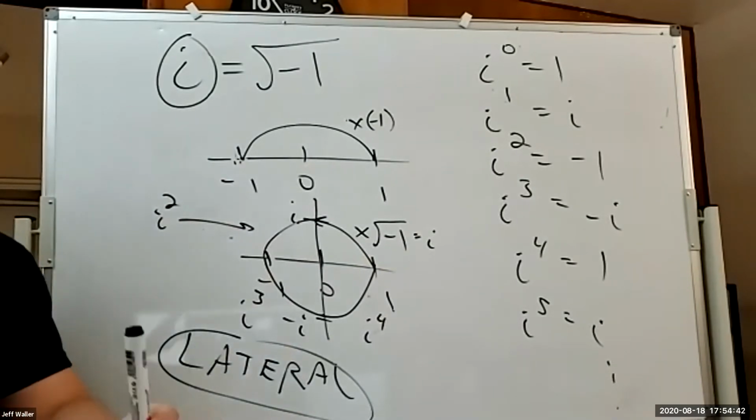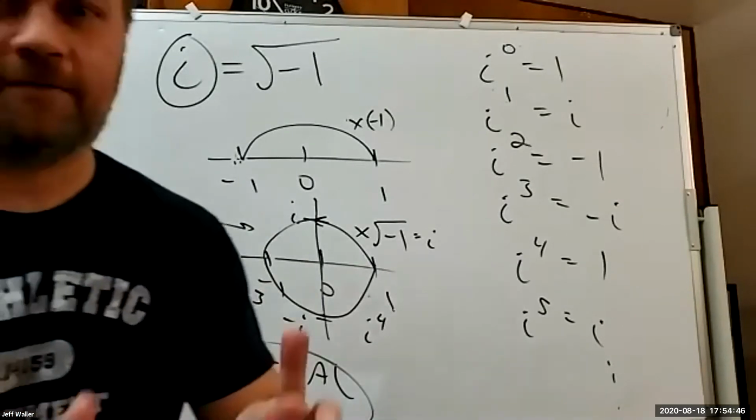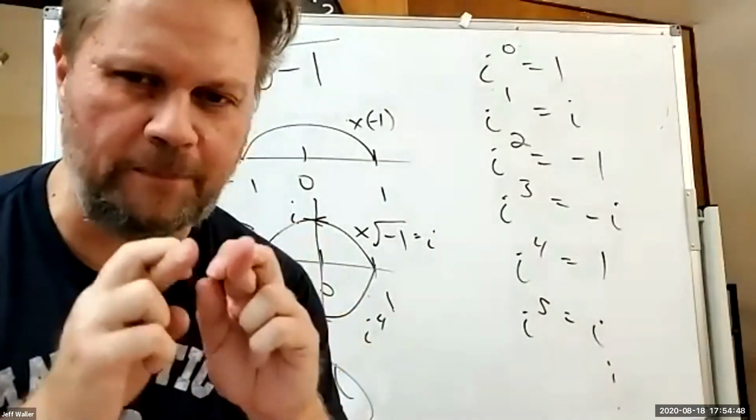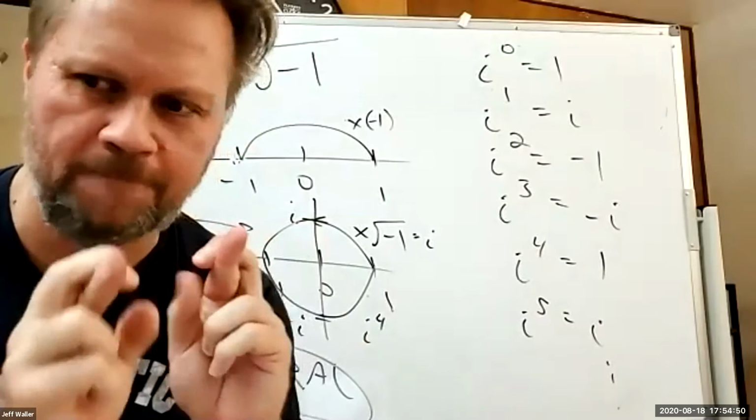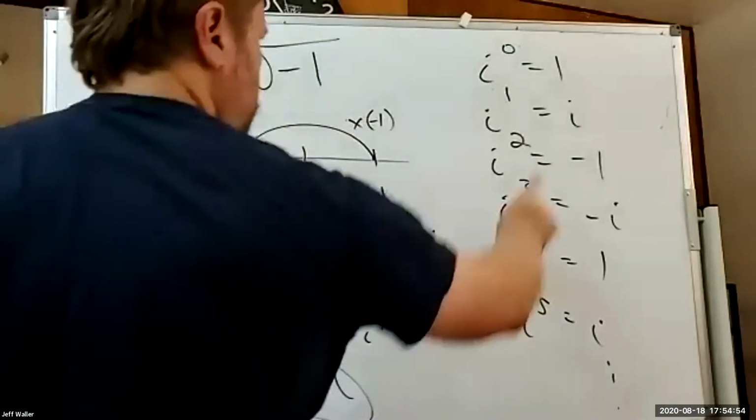All right. Okay. So about 4 people, I think, are definitely still with me. All right. So that's imaginary number stuff. So you got to know that.